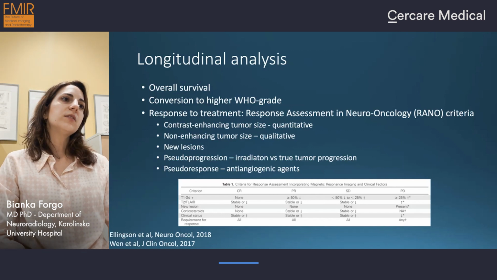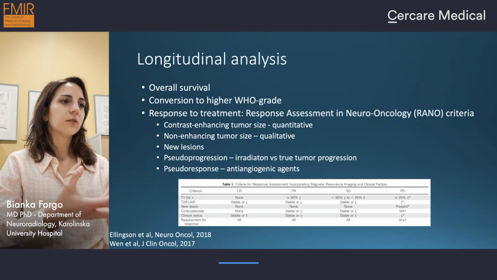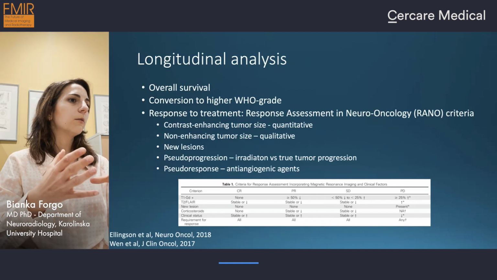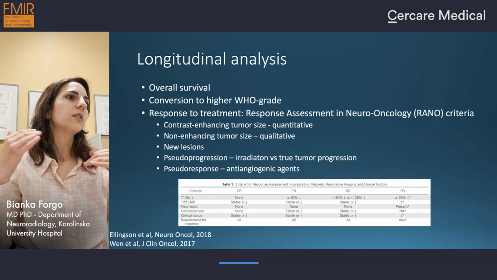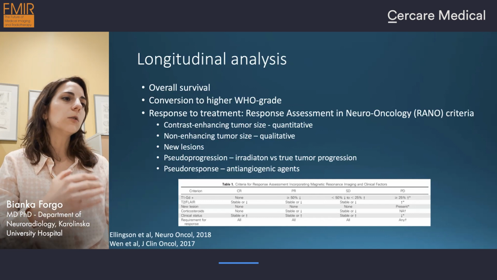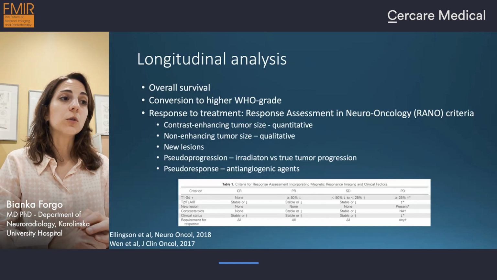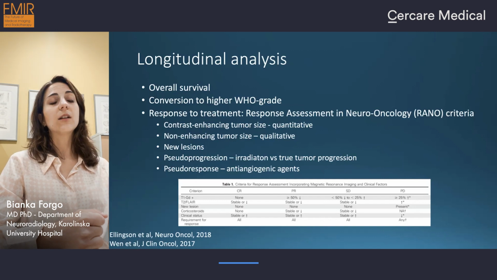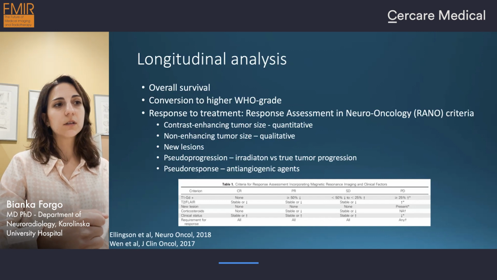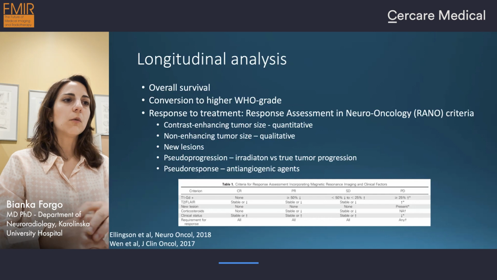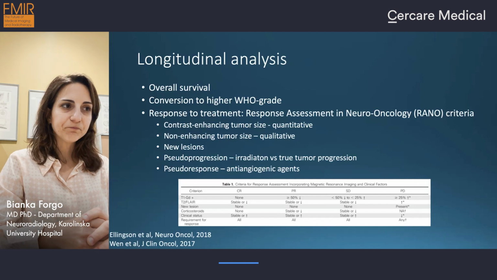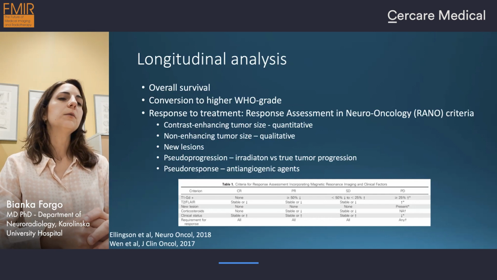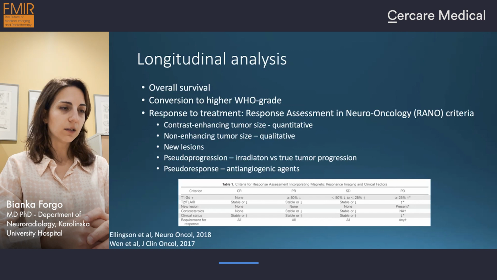We would like to see if, for example, a patient has a tumor which is grade 2, so not the highest grade, we would like to monitor and see if that tumor will evolve into a tumor of higher grade, because that also has to do with the patient's prognosis. We would like to monitor the response to treatment. And for this, we use the RANO criteria.